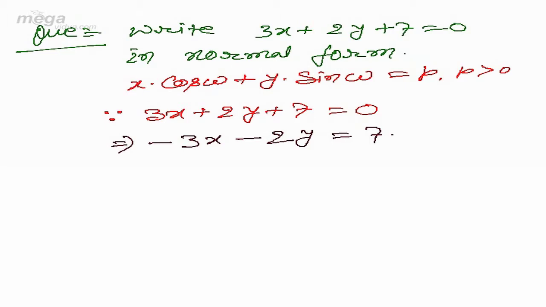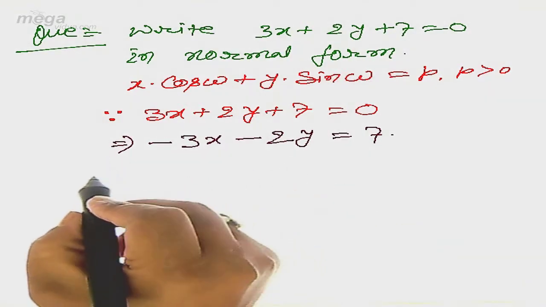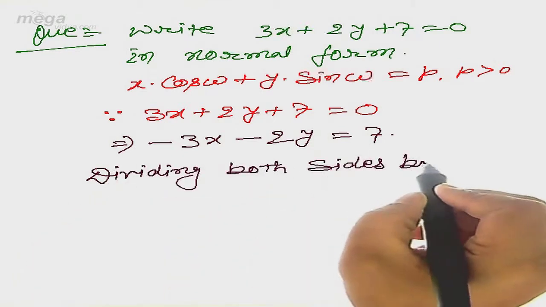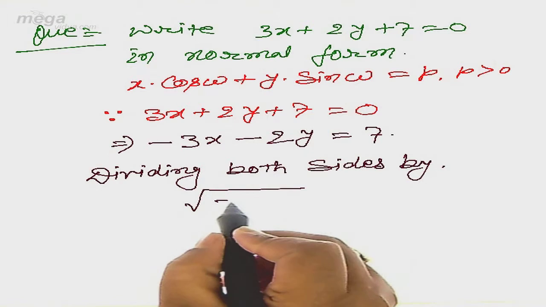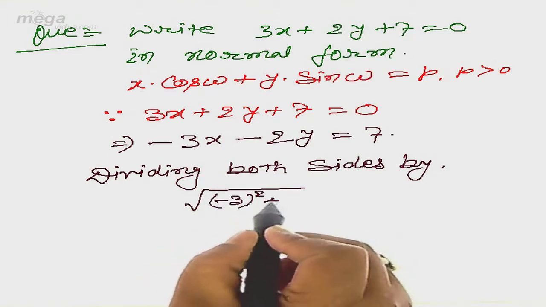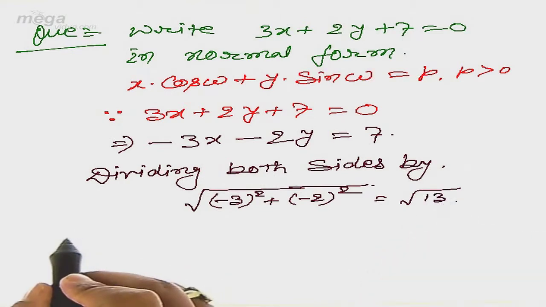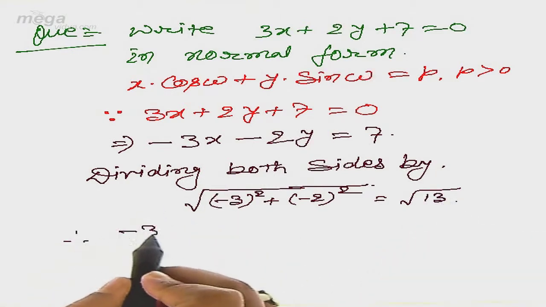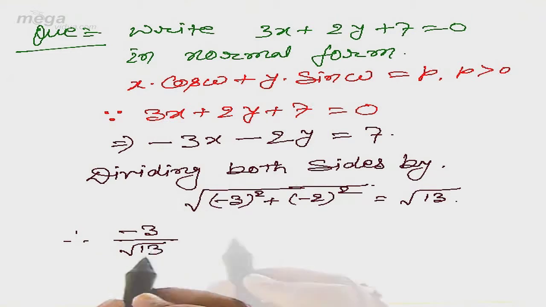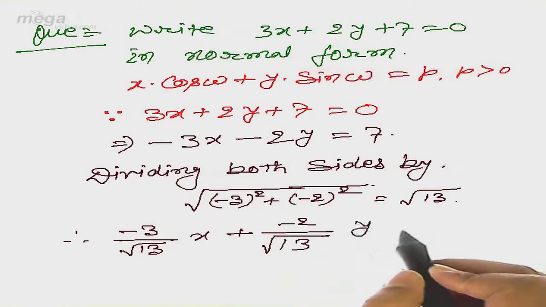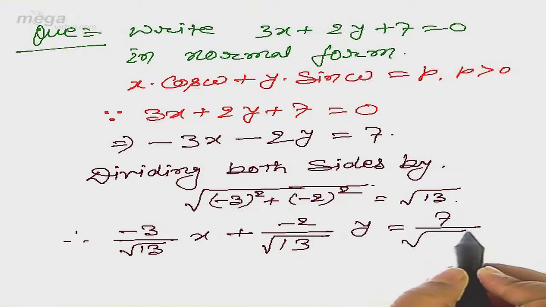So here also we will make it equal to 1, and this will be possible by dividing both sides by root under minus 3 square plus minus 2 square, which becomes root 13, and therefore this becomes minus 3 upon root 13 x plus minus 2 upon root 13 y is equal to 7 upon root 13.